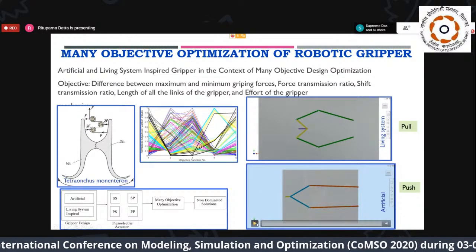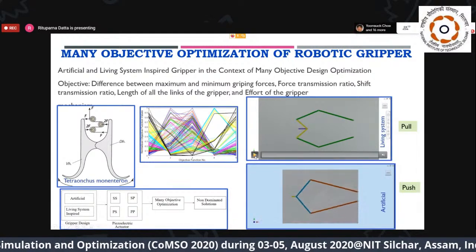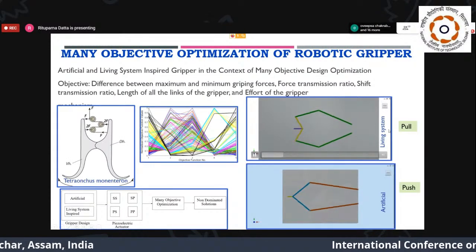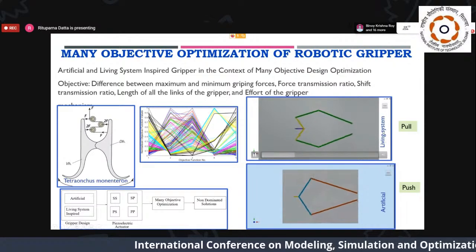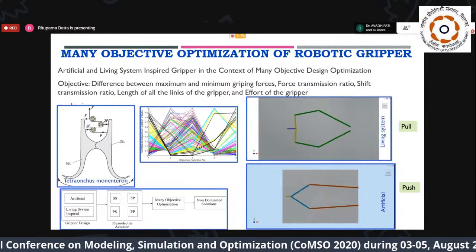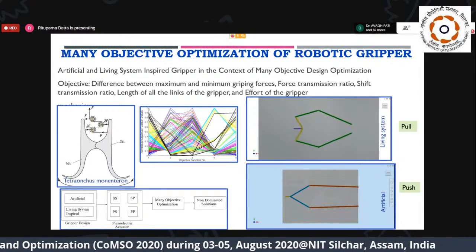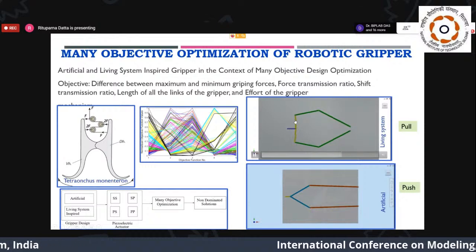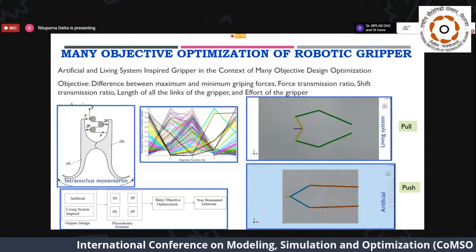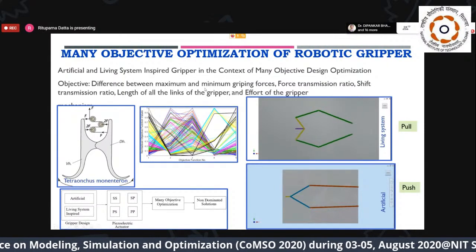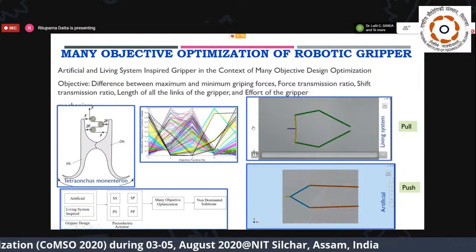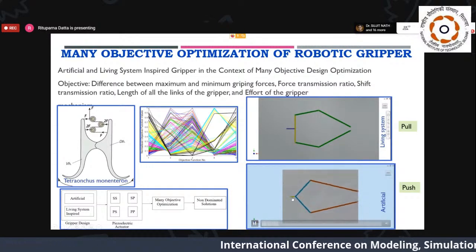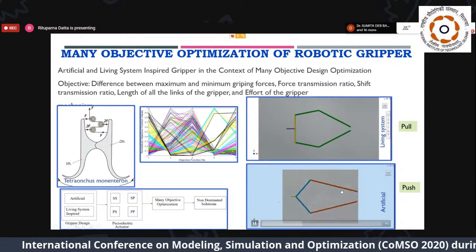And the other one, as you see here, is an artificial gripper designed by robotic scientists. Here, basically, we are interested in comparing with a living system, because we know that nature is the best optimizer. And also, people are now trying to mimic nature, with bio-inspired designs. So here we are basically trying to prove: is nature a better designer or the robotics scientist? Our criteria are five different objective functions. And another beauty is that for the conventional gripper, whenever the actuator moves forward or pushes, the gripper is getting closed.